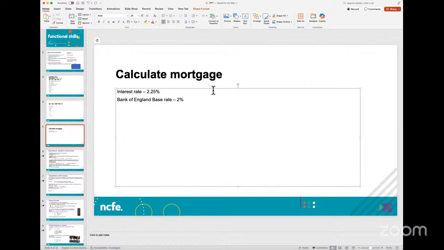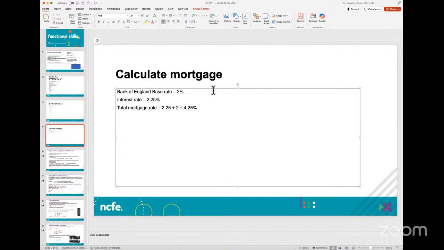And on top of the Bank of England base rate, you would essentially have your total mortgage interest rate, which would be 2.25 plus 2, which is 4.25%. Now, okay, I know that the interest rate which they're going to charge is 4.25%. For example, this was Barclays. You know that they're going to charge 4.25%.